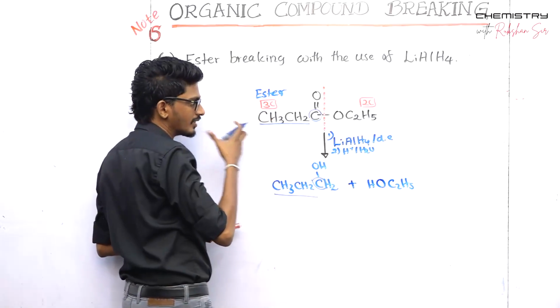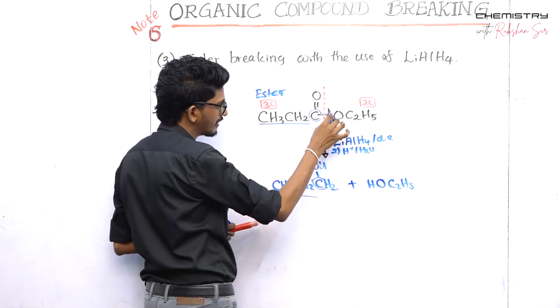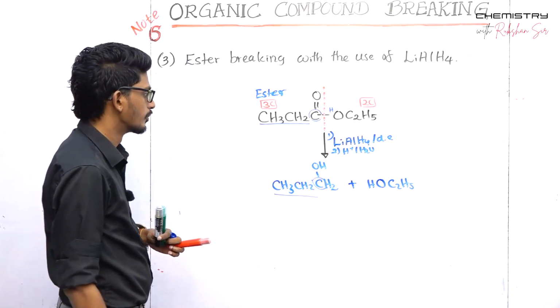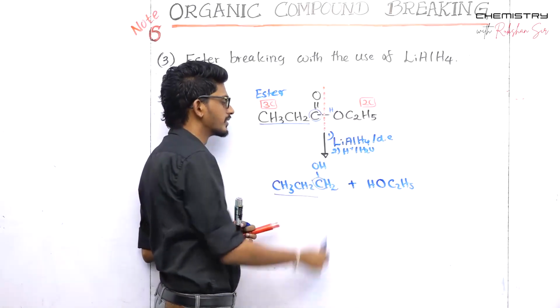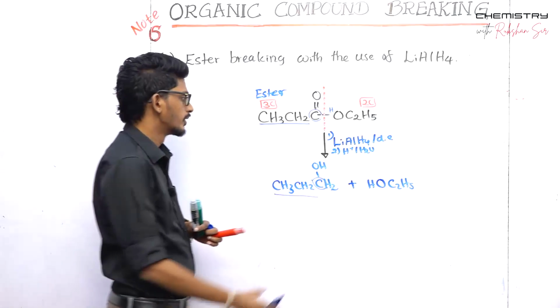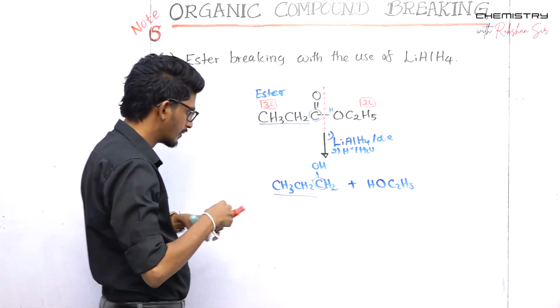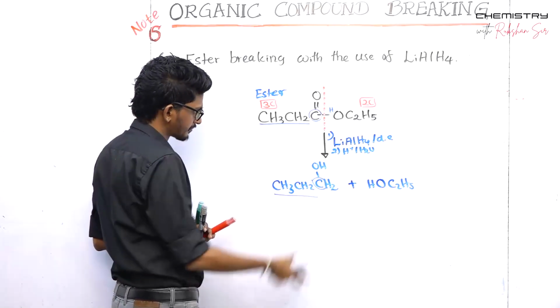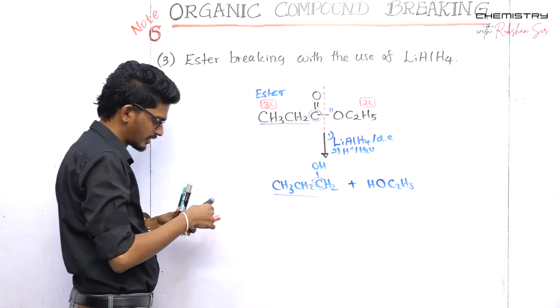So this is the functional carbon. Just add some hydrogen here. This is the alcohol. So by the acidic workup, you get that alcohol. Those are the two compounds you will get if you add lithium aluminum hydride to these esters.